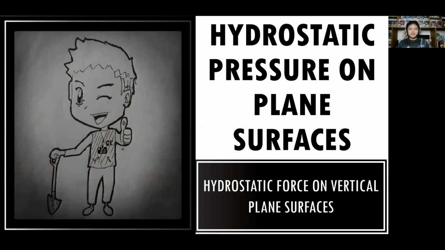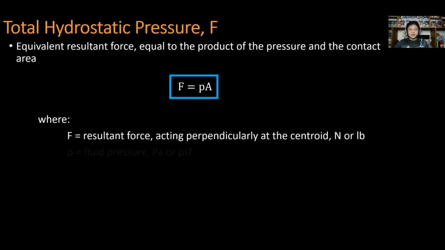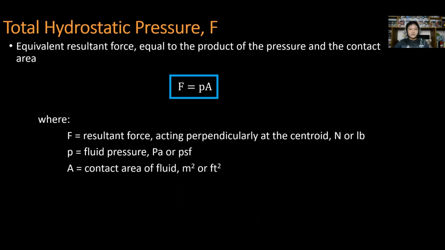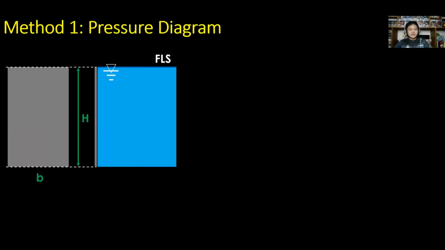Good day, the topic is total pressure on vertical plane surfaces. Total hydrostatic pressure or force, F, is the equivalent resultant force equal to the product of the pressure and the contact area. That is, in formula form, F is equal to P, the pressure, multiplied with A, the contact area of the fluid. For the first case, for vertical plane, let us consider two methods of solution.